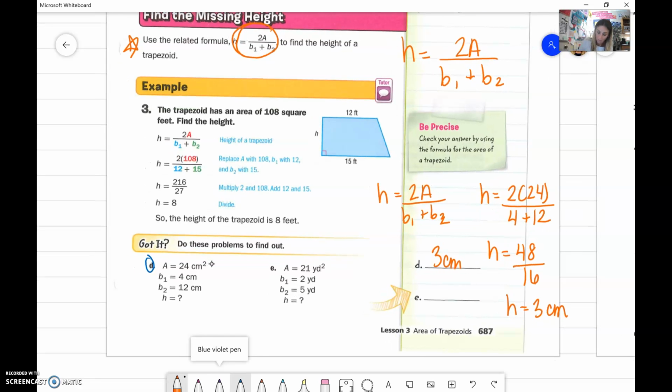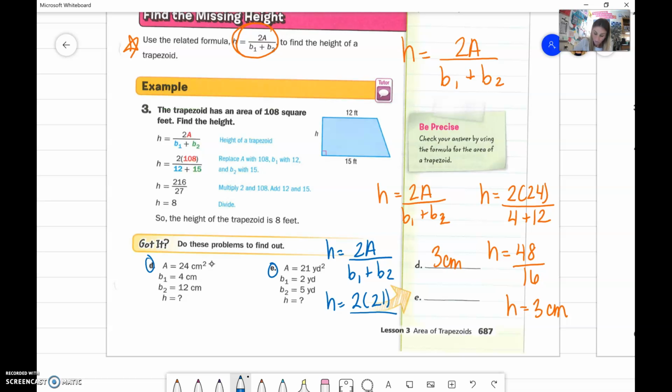Okay, now we're going to do the exact same thing. We're going to do E. Okay, so taking a look at E, going back to our missing dimension, H equals 2a divided by b1 plus b2. So we don't know the height, but we do know that we're going to take 2 times our area, which is 21, and we are going to be dividing that by our 2 plus 5.